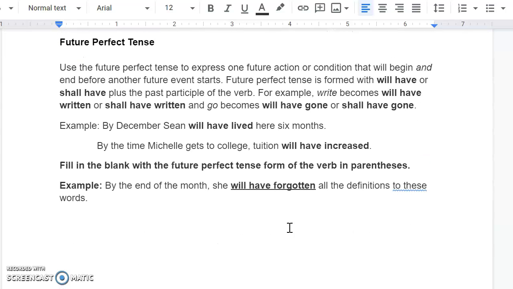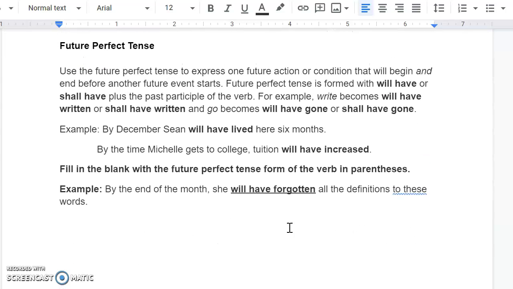The last one, future perfect tense, you use this to express one future action or condition that will begin and end before another future event starts. You do this simply by having will have or shall have, if you want to be real uppity, plus the past participle of the verb. So for example, write becomes will have written or shall have written if you like. And the word go becomes will have gone or shall have gone. So a couple examples here for you.